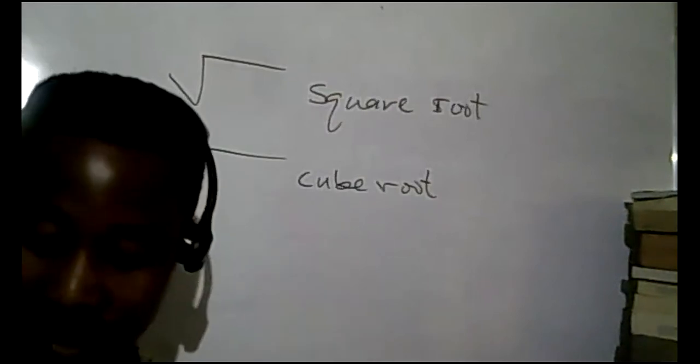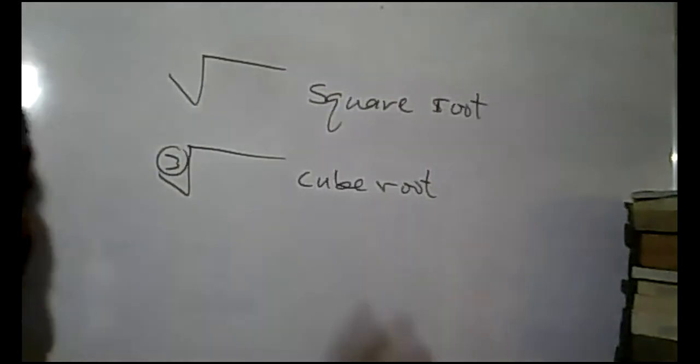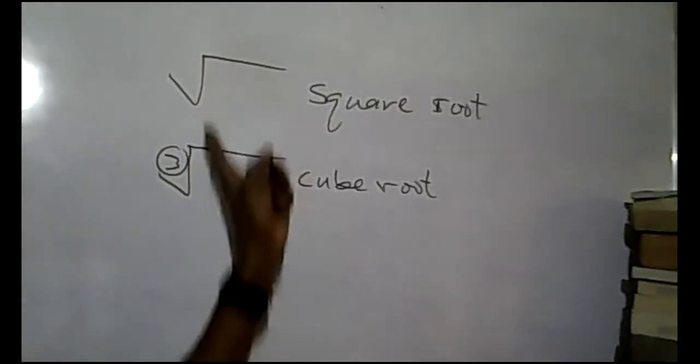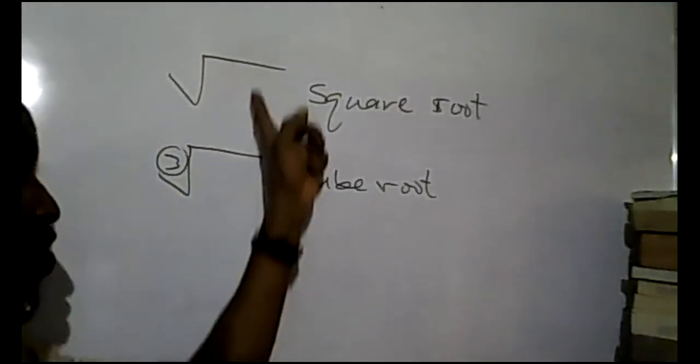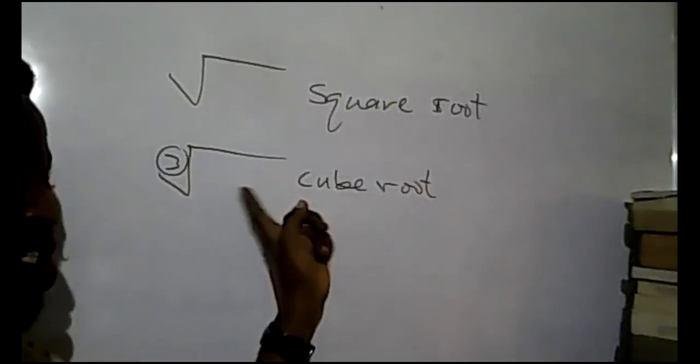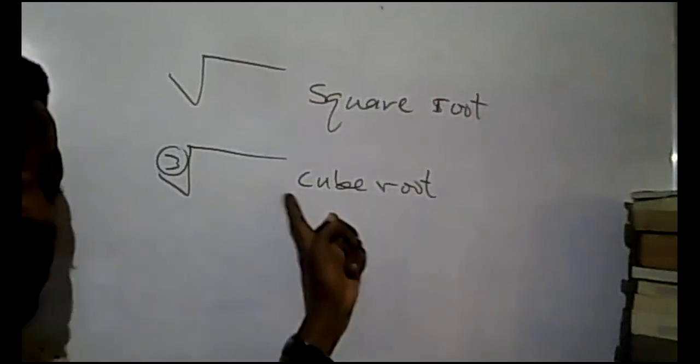All right. Now that you have learned that and you understand the difference, don't confuse this for this. This is square root, while this is cube root. So this is what we shall be looking at today. All right, let's go to the exercise for today.